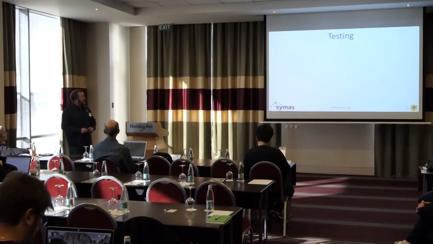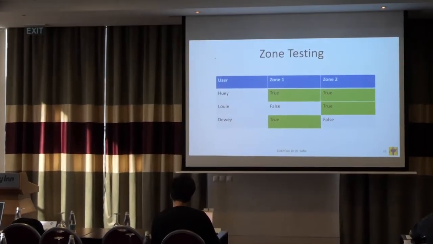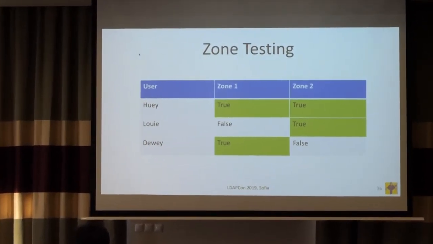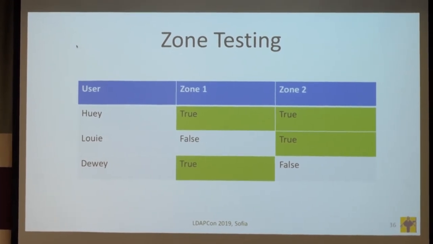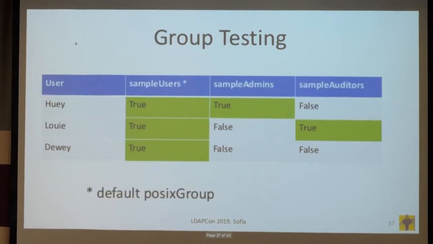Okay, a little bit on the test data that's in there. We've got these ducks, Huey, Louie, and Dewey, and we've got a couple of test zones. If we have two replicas, one's for zone one, one's for zone two. One of the ducks could go to both zones, and he'll replicate downward to both. One duck will go to zone two, one duck will go to zone one.